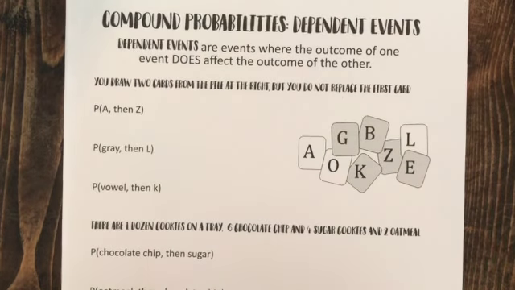Okay, what we're going to talk about today are compound probabilities again, but this time we're going to talk about when the events are dependent. Okay, when one outcome affects the other. So it says right here, the dependent events are events where the outcome of one event does affect the outcome of the other.